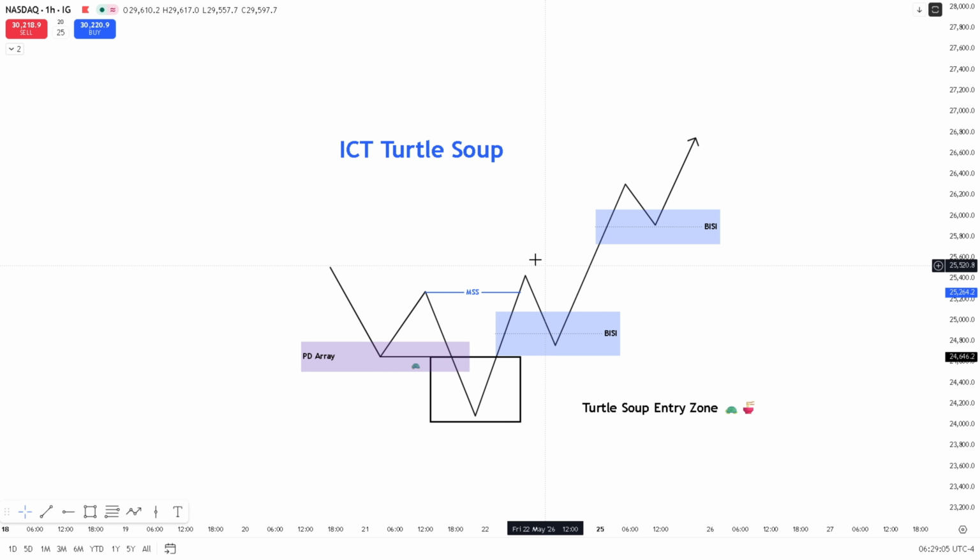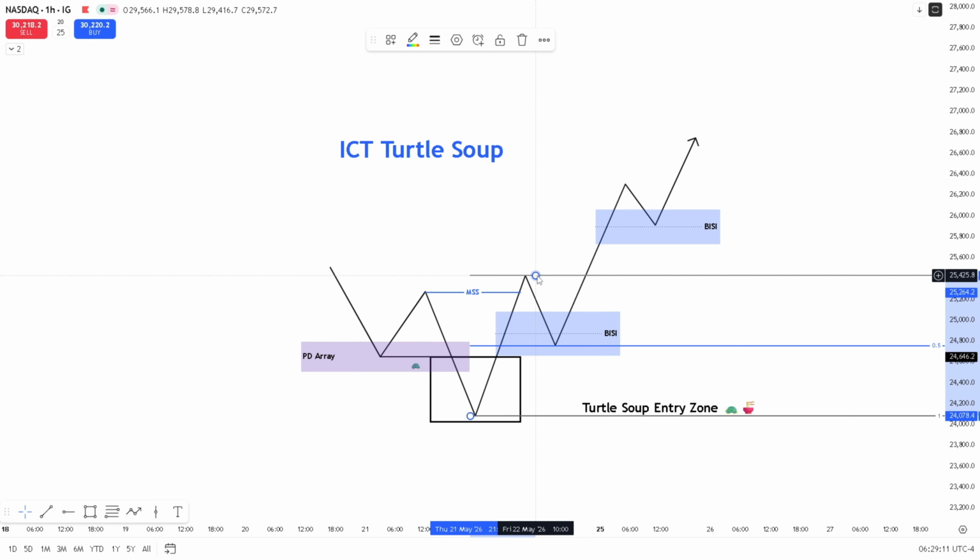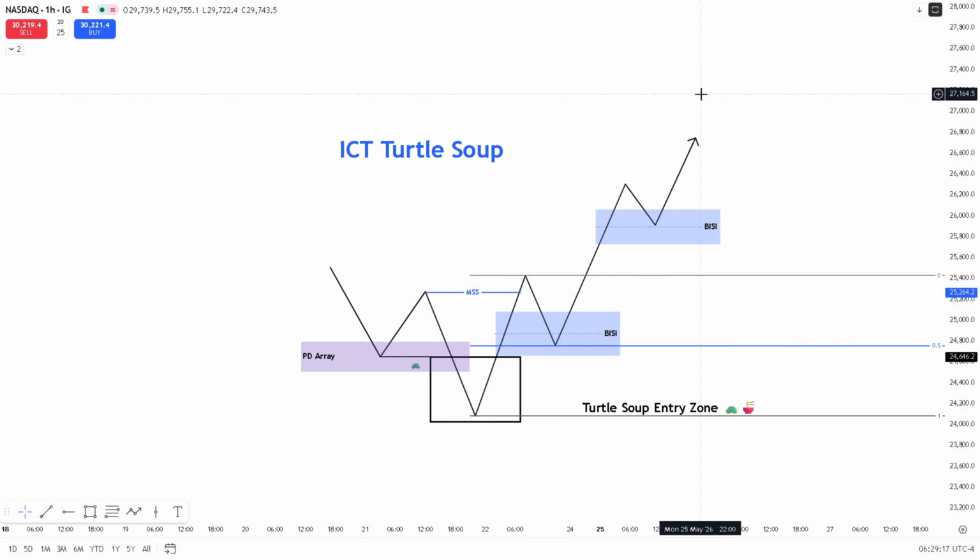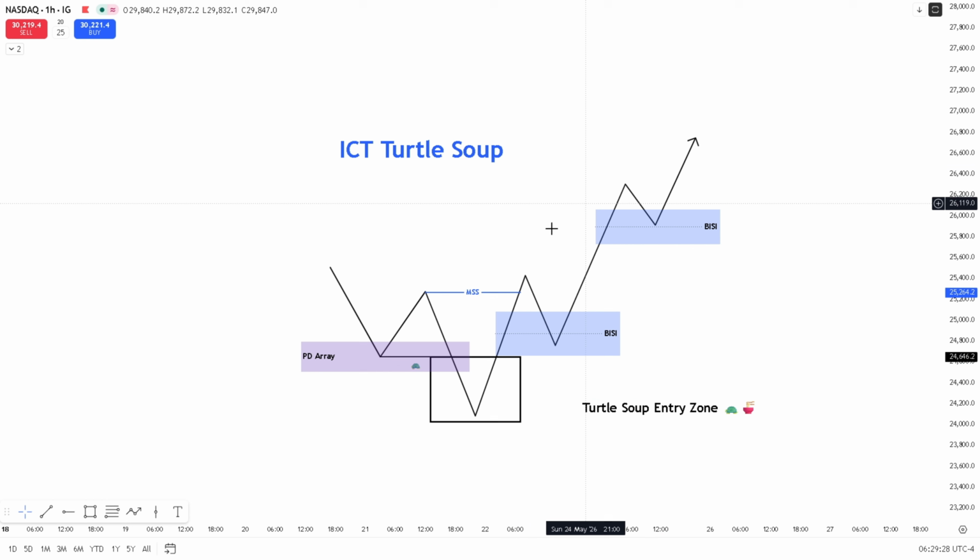The market trades down into a discount, into an imbalance, probably into a 50% retracement, right? You can find an entry here and target the opposite direction. You could go long right here, and target the buy side. Now, this is simply the turtle soup and entry zone.